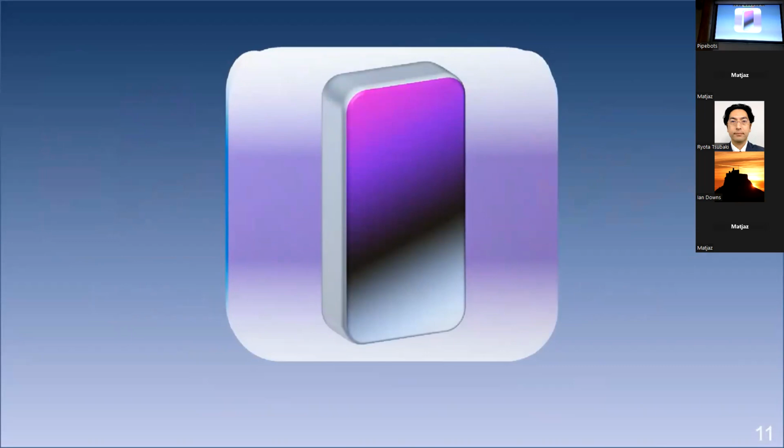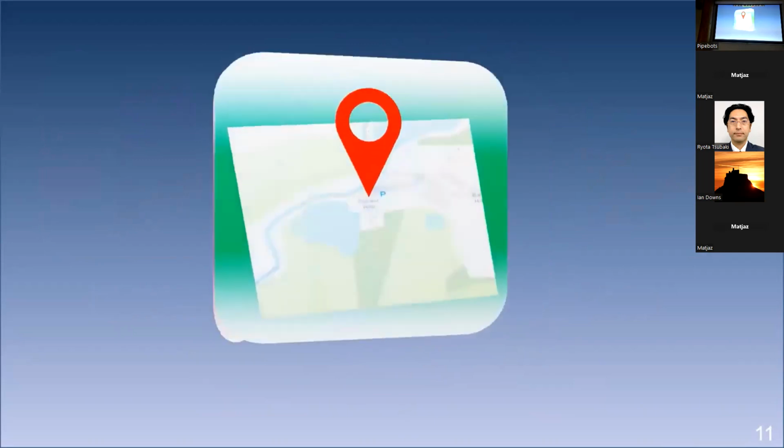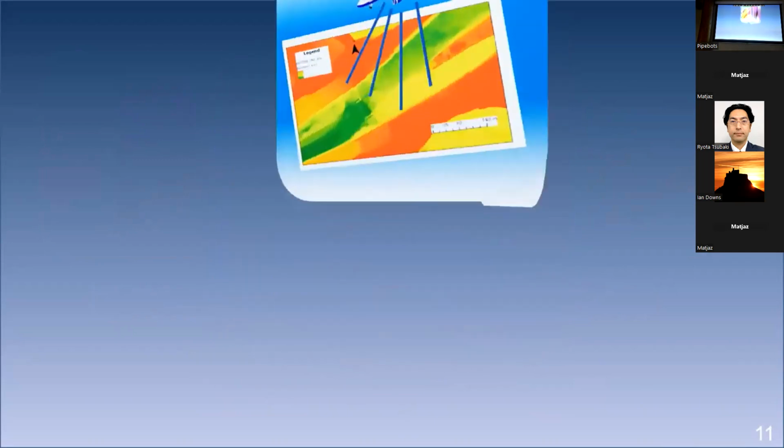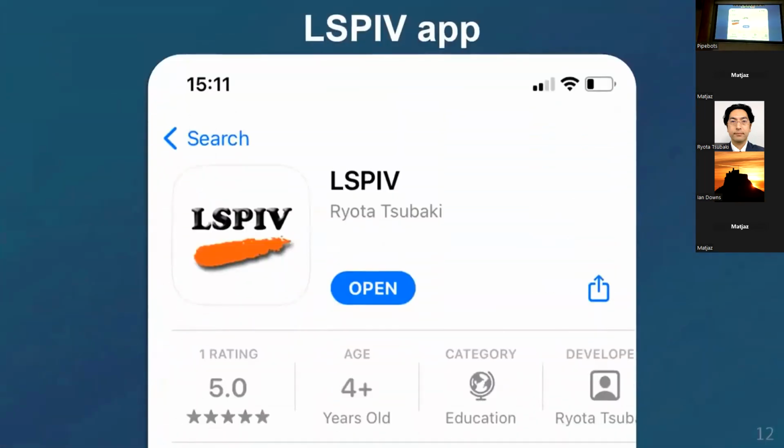Device, service, data. So combining three components. There is an app provided by the App Store and the Google Play Store free of charge. So let's see what can be done by using this app.